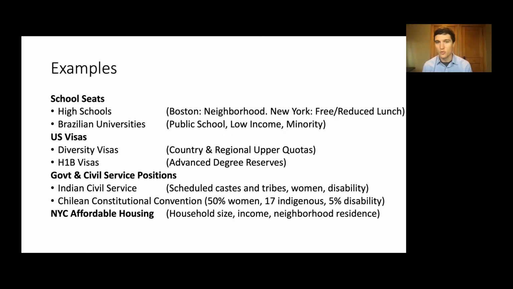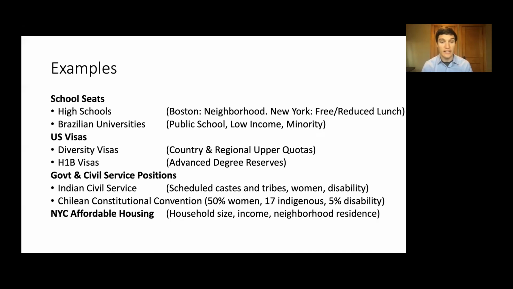So for example, many schools might want to favor students from the neighborhood or low-income students, but maybe only for a fraction of the spots in that school. In the United States, we have a diversity visa lottery that has upper quotas on the number of people who can be from any one country or any one region that are selected. In India, there's a very ingrained form of affirmative action trying to help disadvantaged castes and women, people with disabilities.